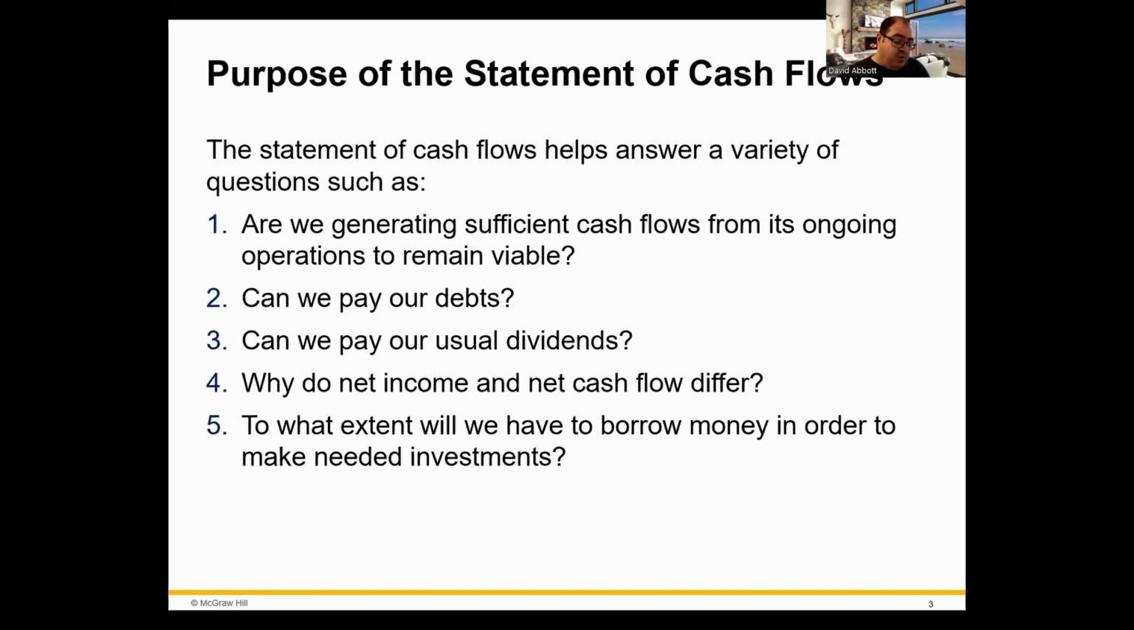The statement of cash flows helps to answer a variety of questions, such as: are we generating sufficient cash flows from our operating activities to remain viable? Can we pay our debts? Can we pay our usual dividend? Why do net income and cash flow differ? And to what extent will we have to borrow money in order to make needed investments?